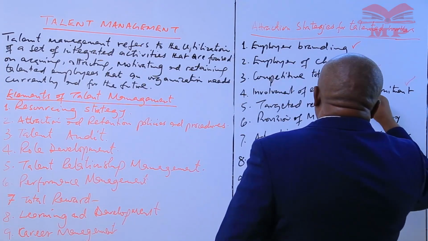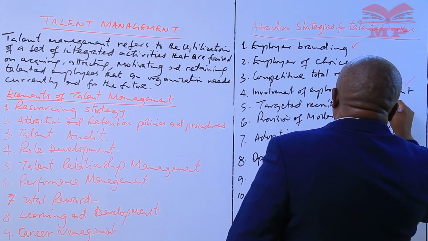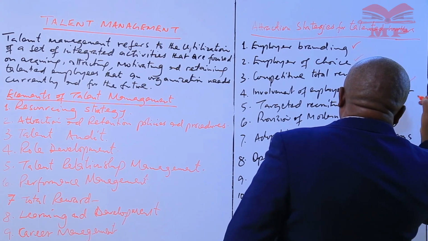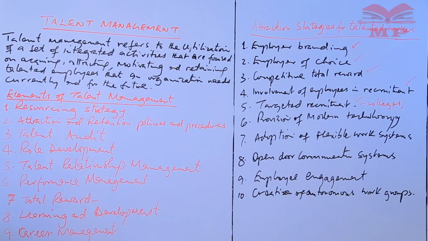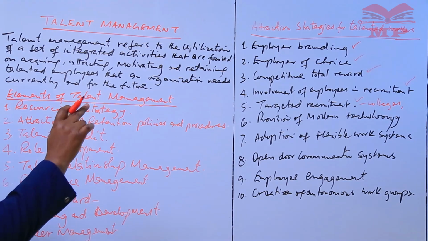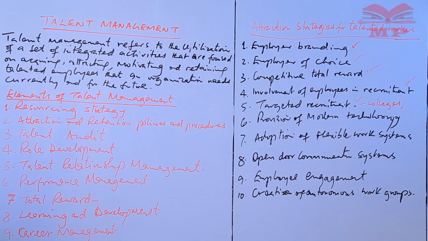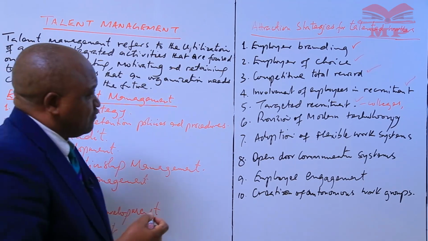For example, an organization can go to colleges, universities, or training institutions and get the fresh graduates, or get graduates who have the requisite knowledge they are looking for. So that targeted recruitment can make them be able to get the best that there is in the market. Number 6, provision of modern technology.